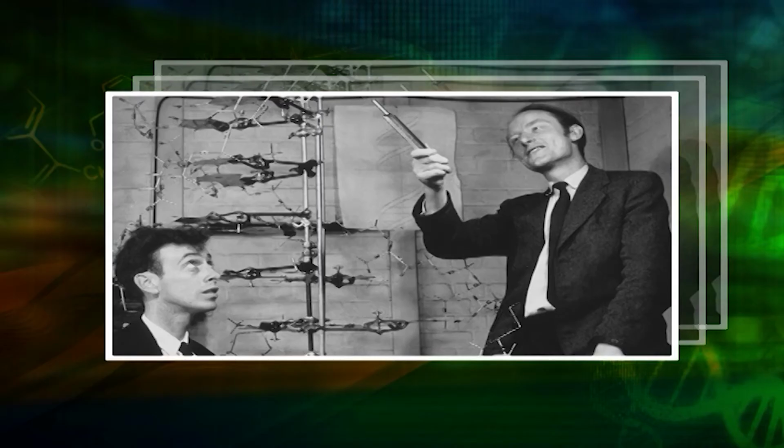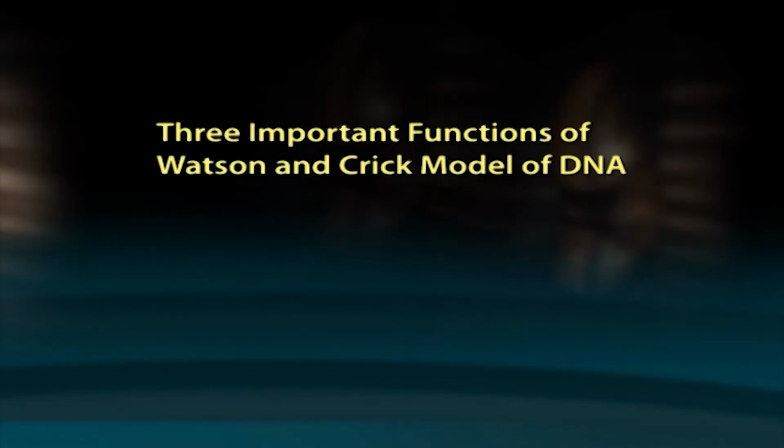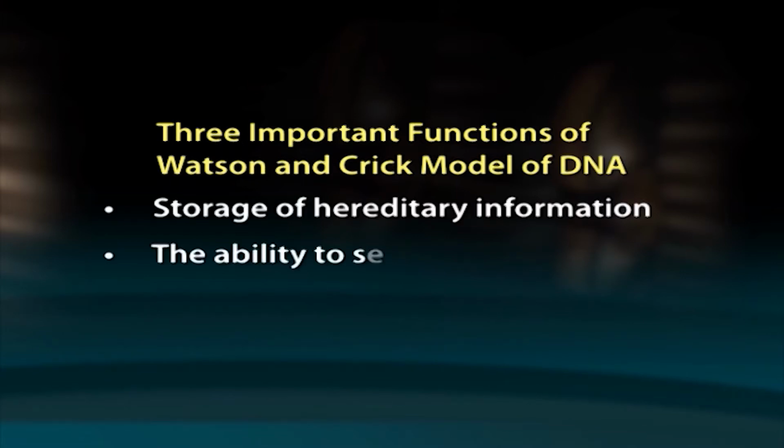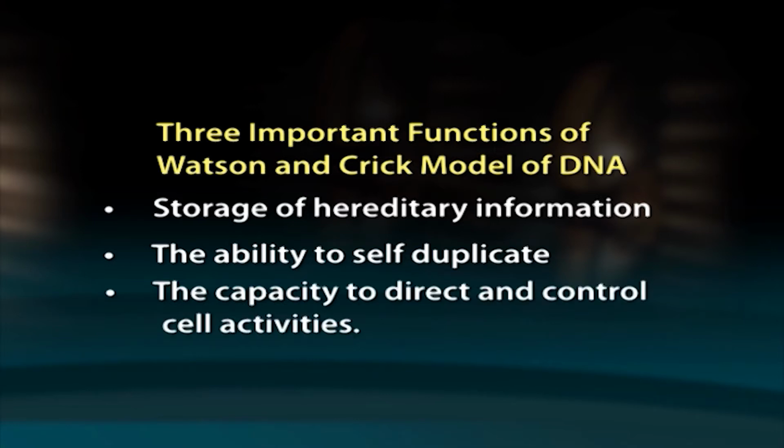Now, the types. Watson and Crick model of DNA, that is B DNA. The Watson-Crick model of DNA came in 1982 after the B form of DNA was crystallized and the X-ray pattern was solved, which is the biologically important form of DNA found in most living organisms. The Watson and Crick model of DNA has 3 important functions: storage of hereditary information, the ability to self-duplicate, and the capacity to direct and control cell activities.